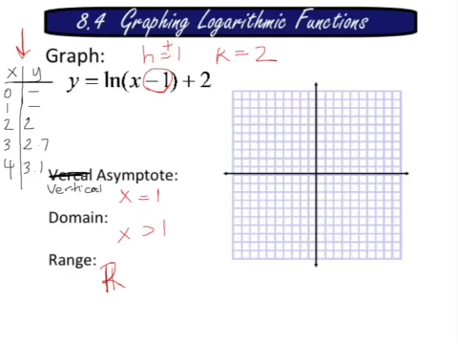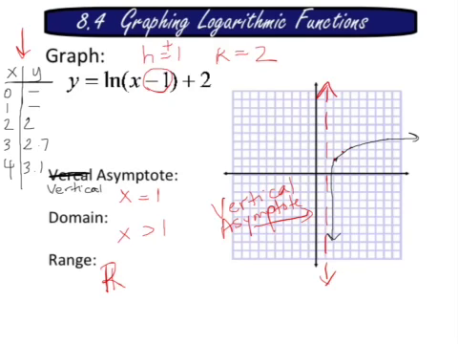Now I'm ready to plot some points. The first thing I'm going to do is make a sketch and plot my vertical asymptote. So I will go and find where x is 1 and create a vertical line for my asymptote. Then I can plot my points and sketch my curve. And this is a rough sketch of what this function should look like.